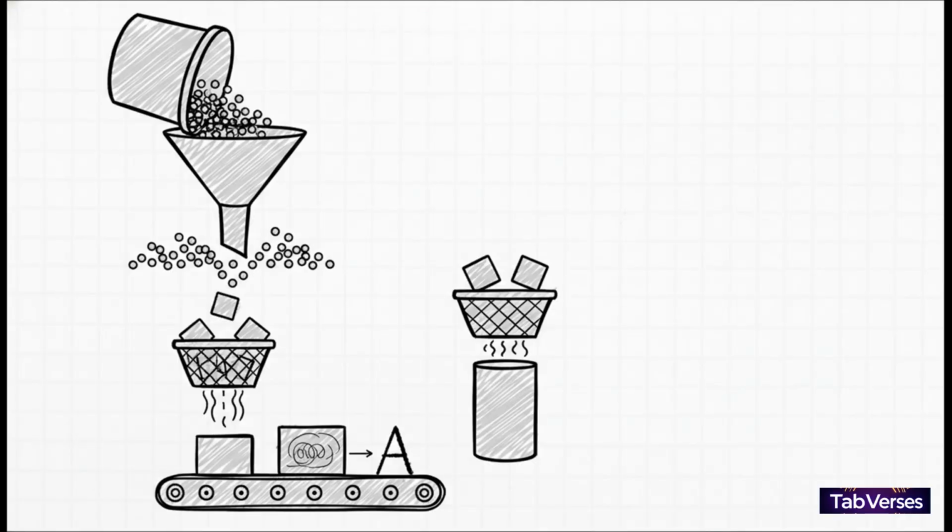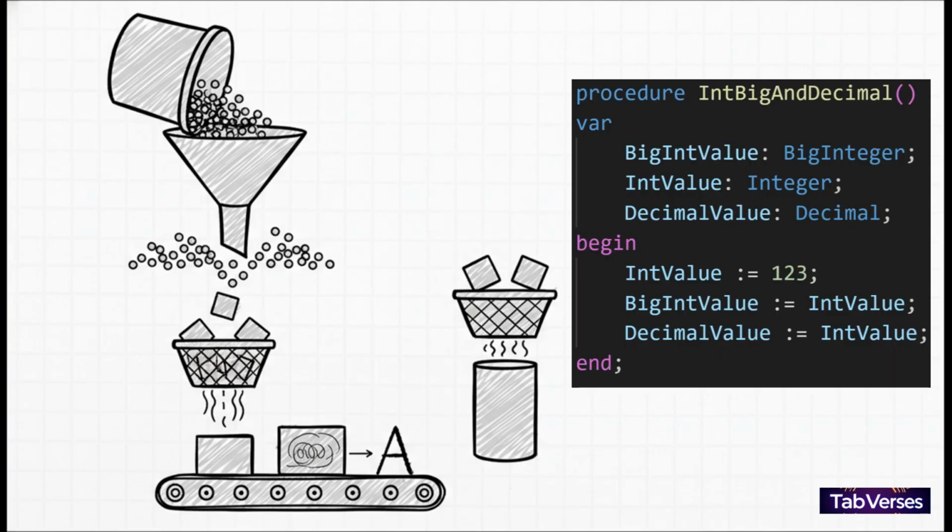Now, for numbers, the automatic conversions are all about safety. For example, you can assign a value from a big integer to a regular integer, but only if that number is actually small enough to fit without losing data. Similarly, you can assign a decimal to an integer, but only if it's a whole number with no fractional part. AL checks this for you to prevent you from accidentally losing precision or corrupting your financial data.